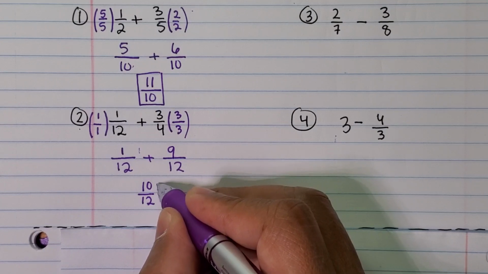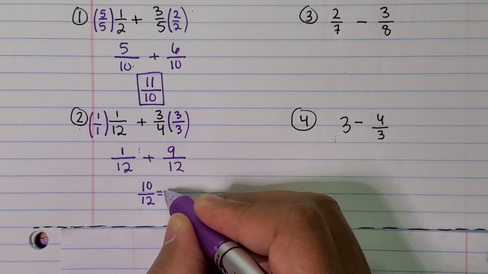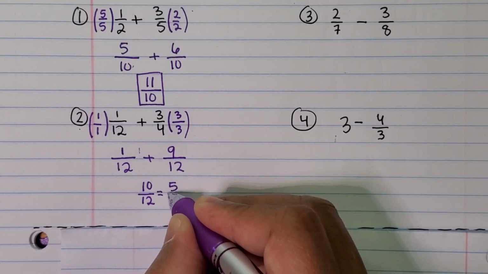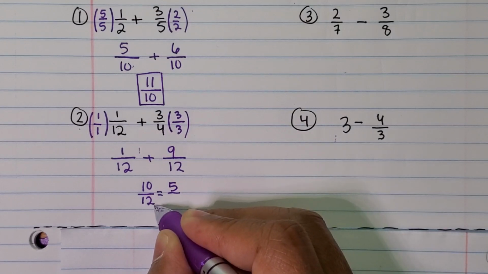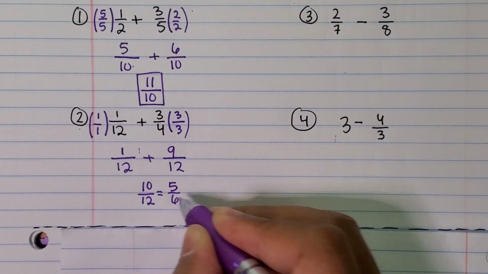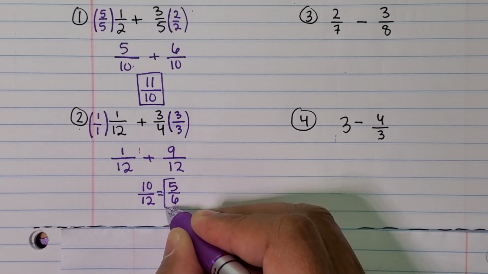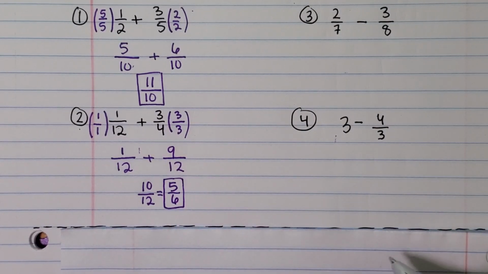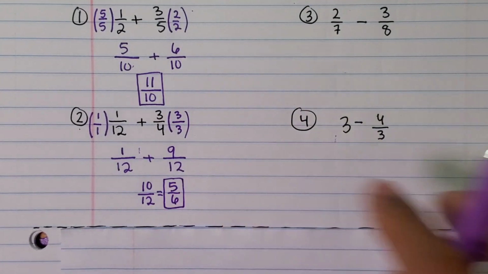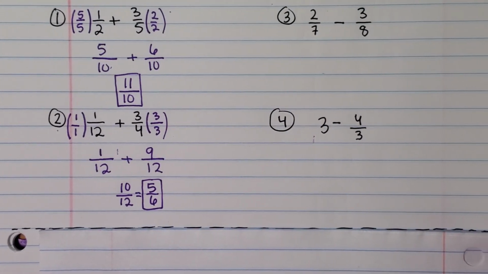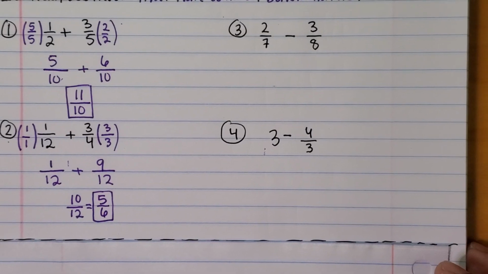Now, we should be able to reduce this fraction. I know 2 goes into 10 5 times, but 2 also goes into 12 6 times. And this one I can't reduce any further, so that means this will be my final answer to number 2, and that's the simplest form. That's as much as you can reduce. All right, let's go to example number 3.